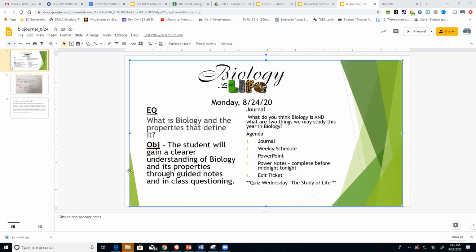You will need to be in your Google Classroom for a PowerPoint, and also for some Power Notes. The Power Notes are listed under daily work, and the PowerPoint is listed under PowerPoints and Notes.